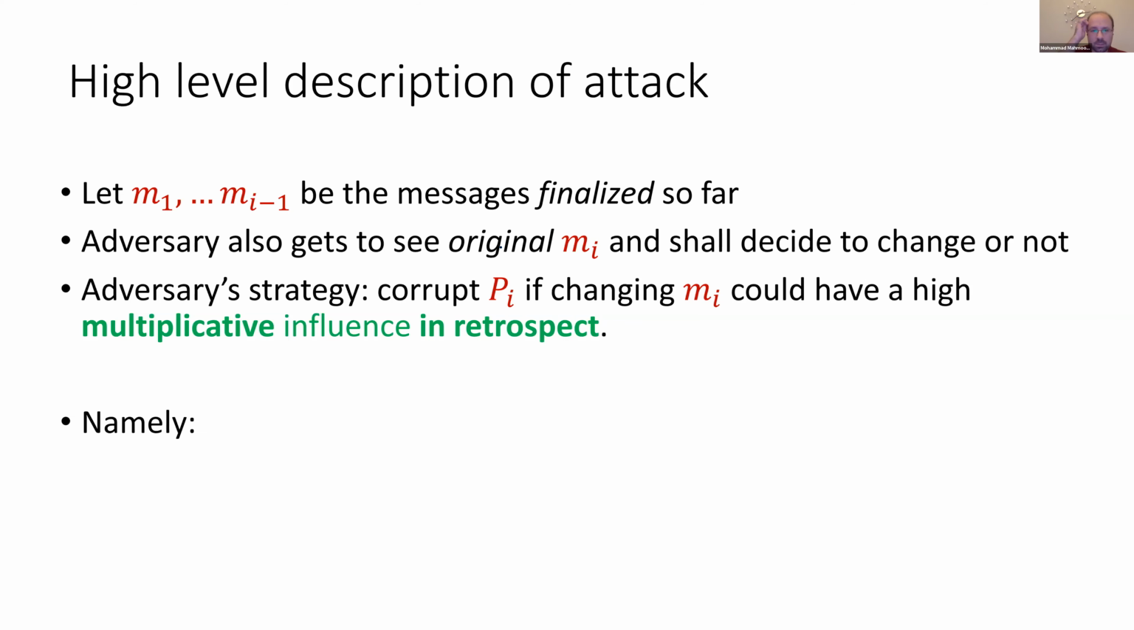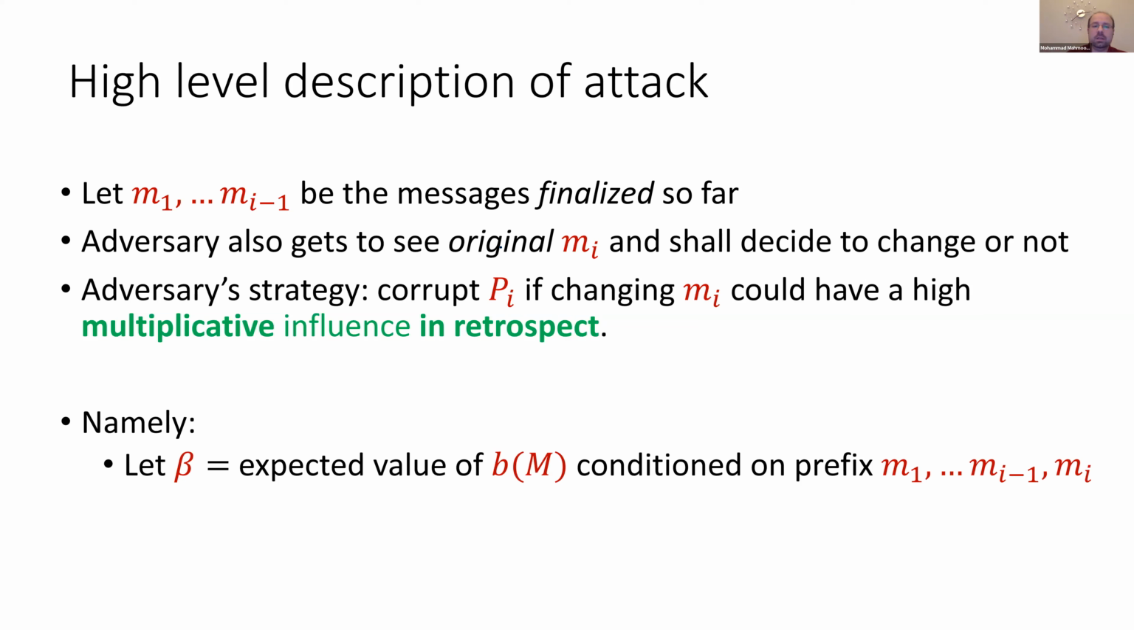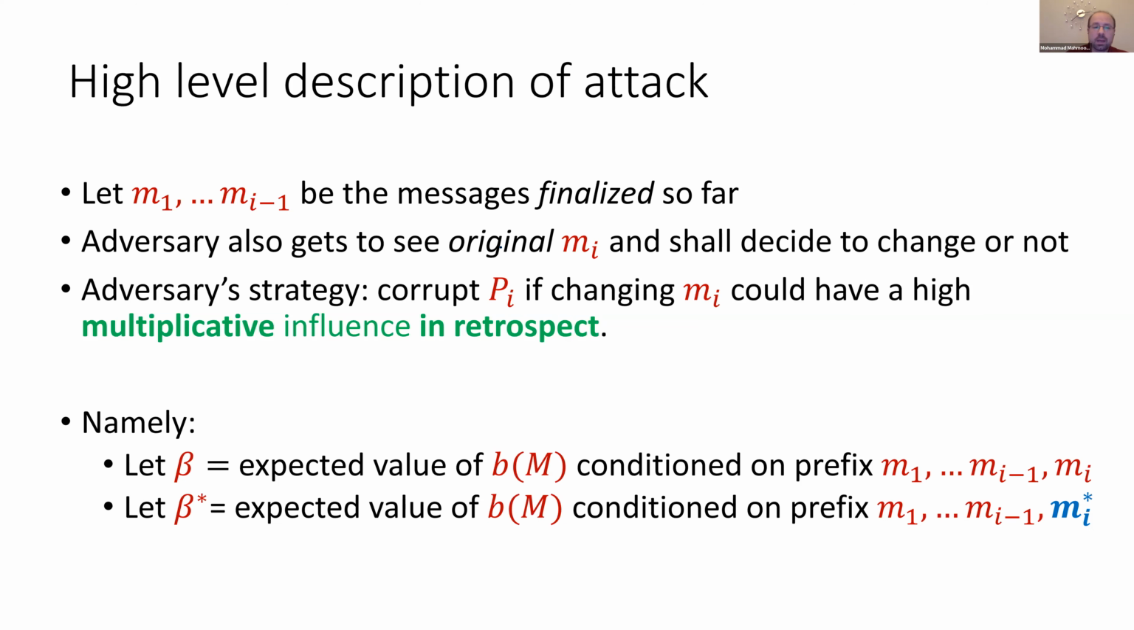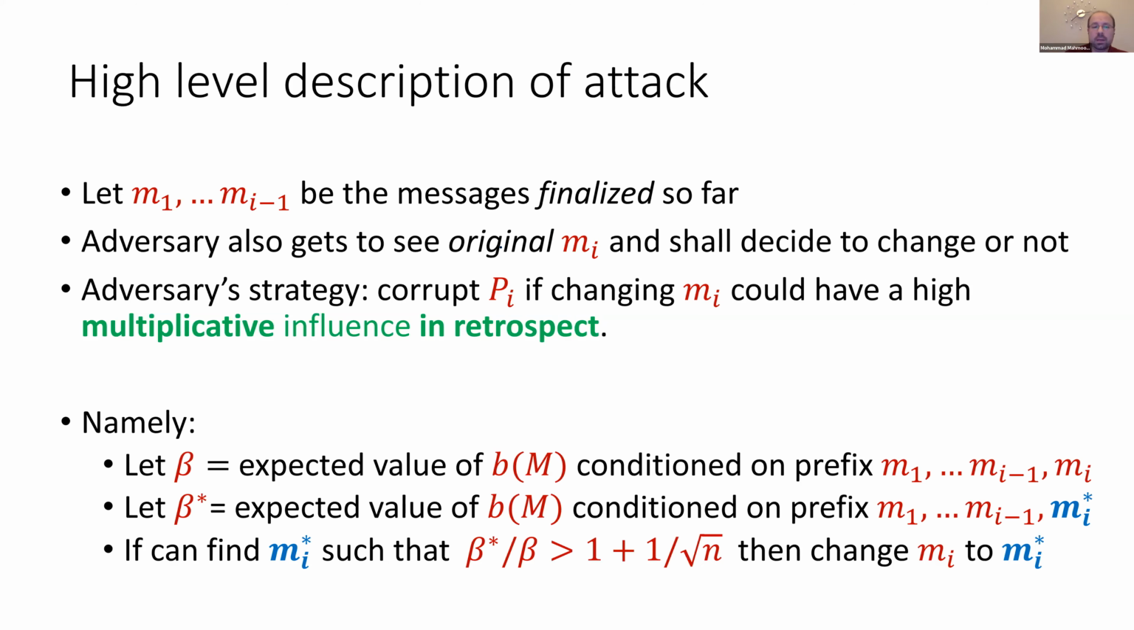So technically speaking, the attack says, suppose the expected value of having that property conditioned on the transcript so far is beta. And suppose if I change the last message to MI star, this expected value goes to beta star. Is there any such MI star that I can find such that the ratio between these two is slightly more than 1? So I have a slightly more than 1 multiplicative increase in my expected value of getting to 1.